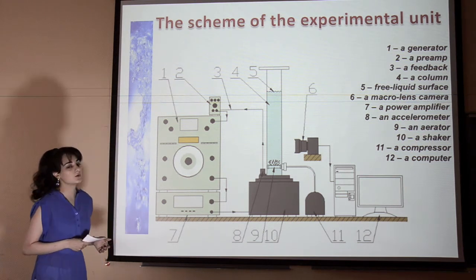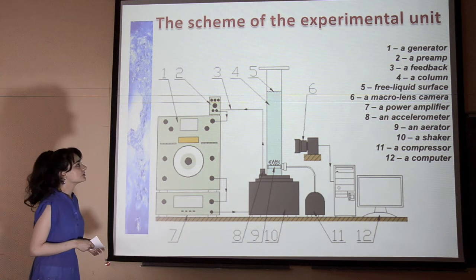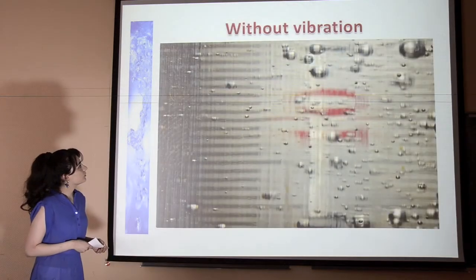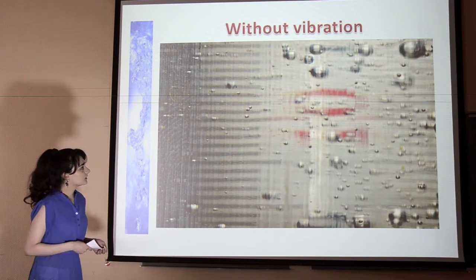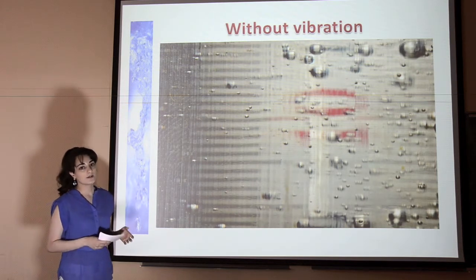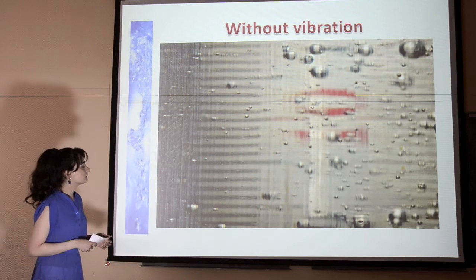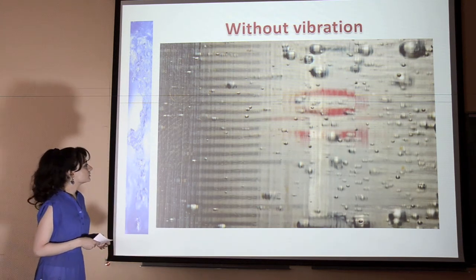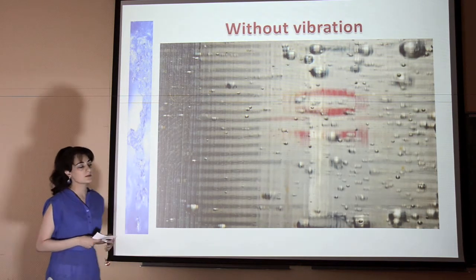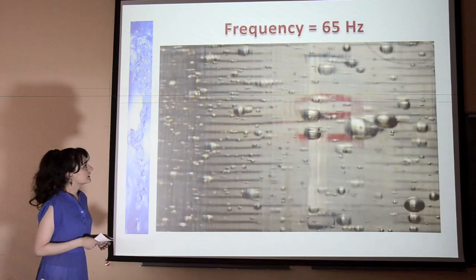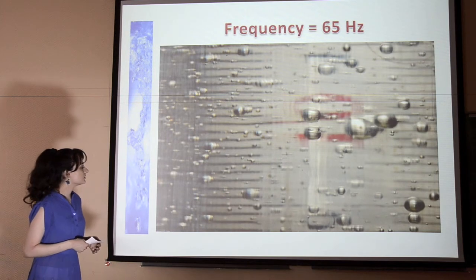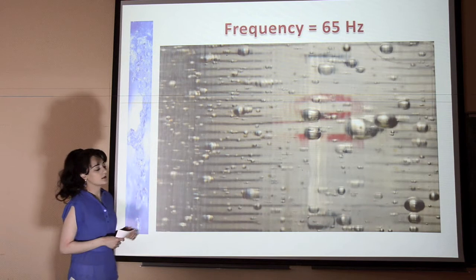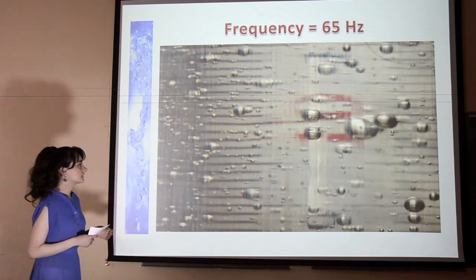For you to see how the picture changes during the experiments, I want to show you the pictures without vibration. Here you can see that air bubbles are quite big. We see that the distribution is completely not uniform, and of course the number of bubbles is small. On the next slide, with the use of vibration, we already see that the number is a bit increased and the size of air bubbles is decreased.